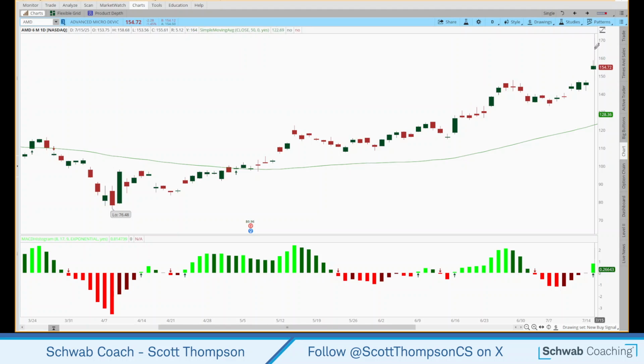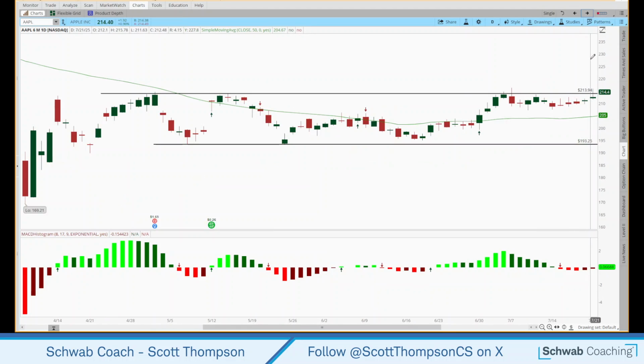Okay. Now, the last example I want to show is just when you're taking a look at a stock that's been a little bit sideways. This is Apple. You can see that it's been trading in a channel for several weeks. And right here, the MACD is red, and it looks like it might go green the next day. Now, this is actually pretty current. This is on 7/21 of 2025.